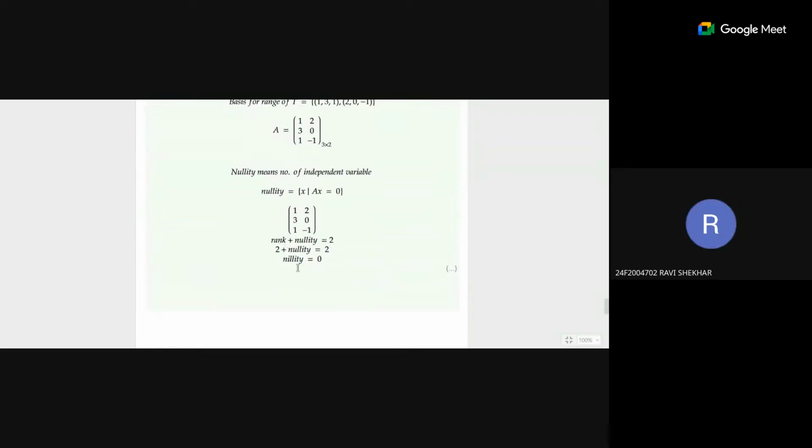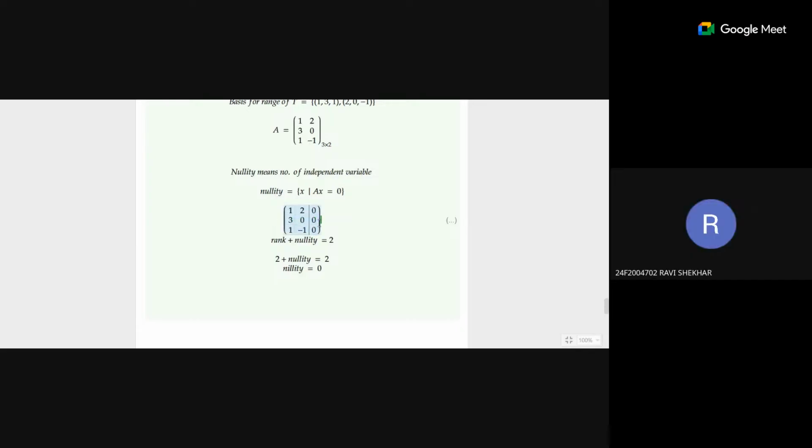We were doing Ax equals 0. When we say nullity is the set of x such that Ax is 0, in this case how would we proceed to find that x, sir? Just augment this matrix with 0, 0, for Ax equals 0.